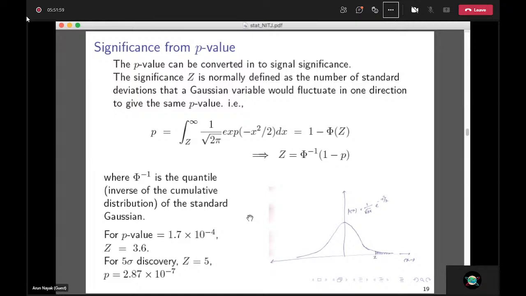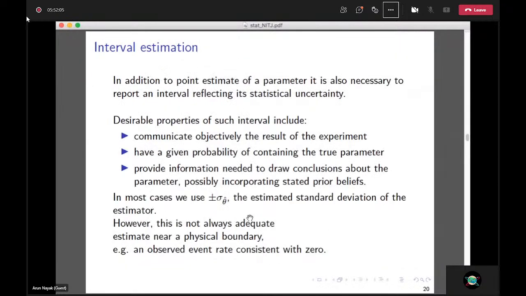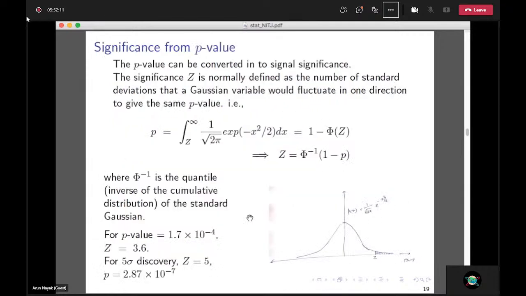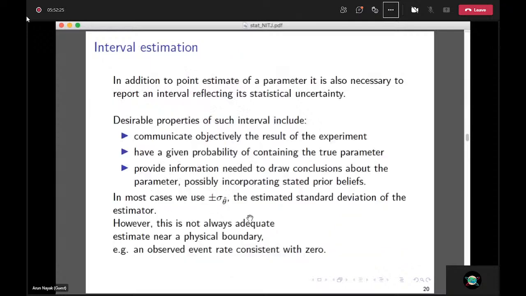Now I think I'll switch to another slightly different topic, interval estimation. If you have any questions on the things that I discussed, please ask me. Otherwise, I can move on. Okay, it seems not. So let me move to interval estimation. You have already had, I think, the lectures on point estimation, estimating the values of the parameters using maximum likelihood methods.